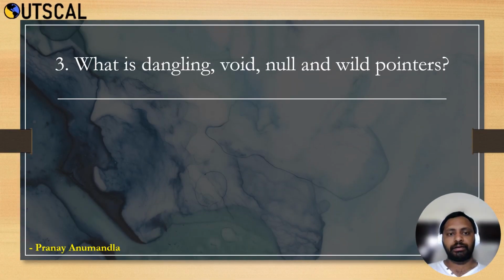What is dangling, void, null, wild pointers? Okay, one by one. Dangling pointer is a pointer whose memory location has been freed. For suppose we create an object, and when we create an object, it will be assigned some address, which points to some variable or object. Each pointer will hold the address of a variable or object.